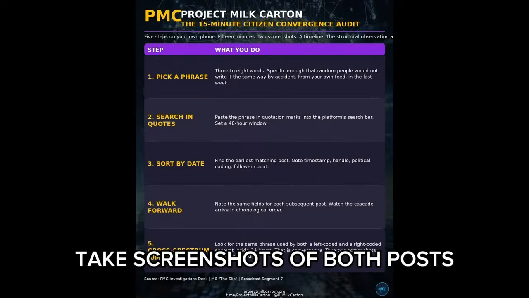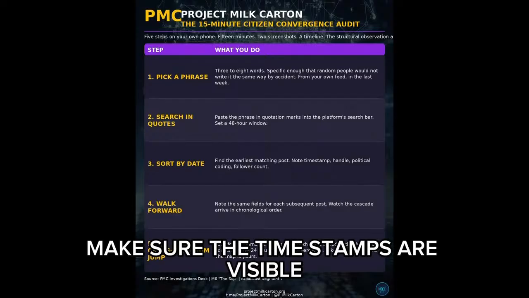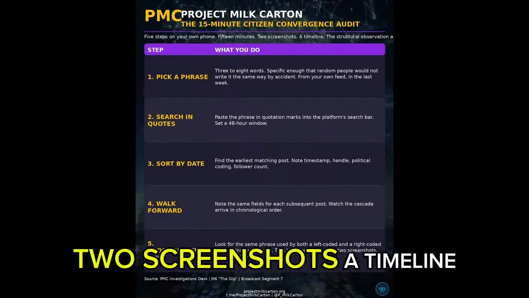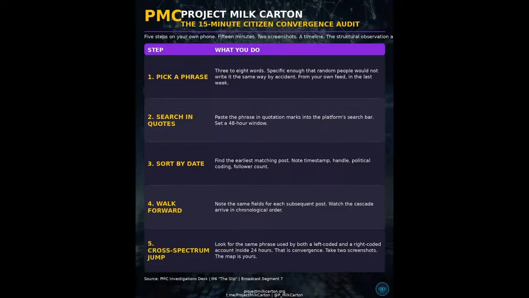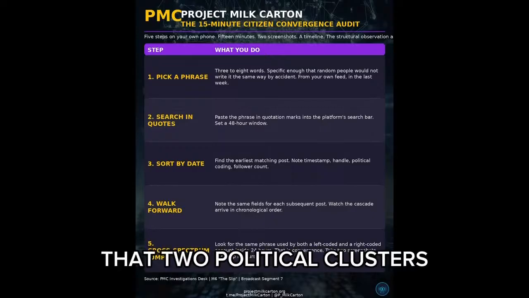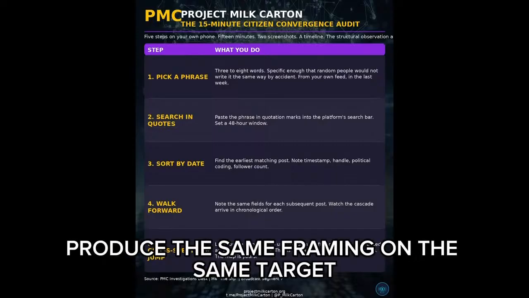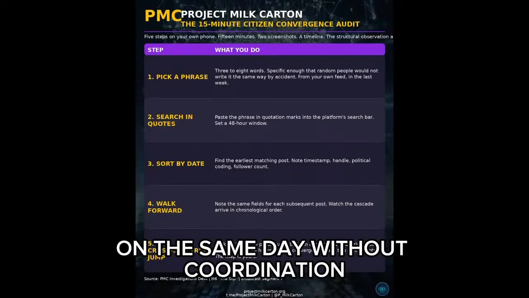Take screenshots of both posts. Make sure the timestamps are visible. That is the audit. 15 minutes, 2 screenshots, a timeline. The structural observation: two political clusters that publicly hate each other produce the same framing on the same target on the same day without coordination.